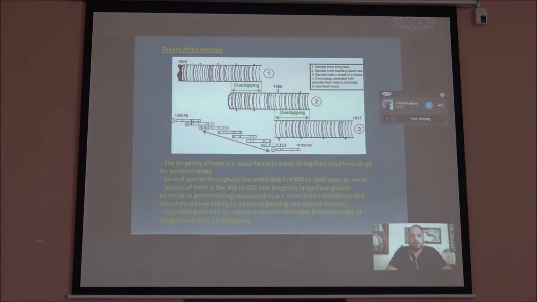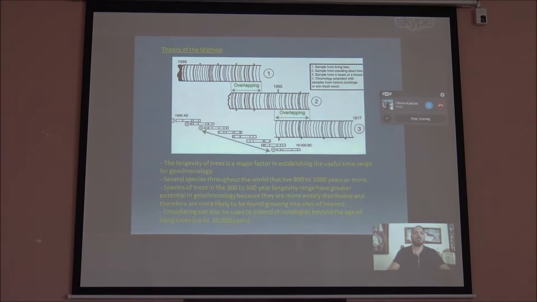The longevity of trees is a major factor in establishing the useful time range of dendrochronology. We have several species throughout the world that live between 800 to 1,000 years or more. The species of trees in the 300 to 400 year longevity range have greater potential for dendrochronology because they are widely distributed and therefore are likely to be found growing at sites of interest. Cross-dating or overlapping can also be used to extend chronologies beyond the age of living trees, up to 10,000 years.